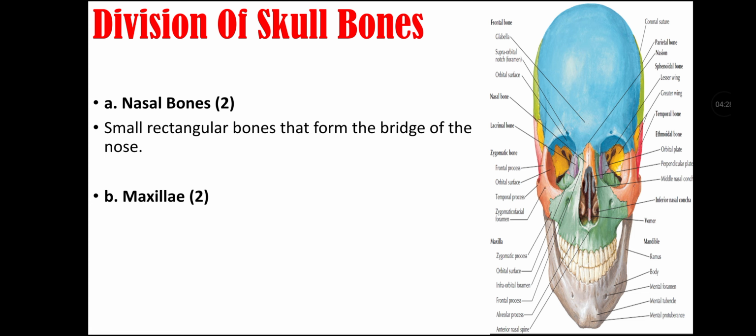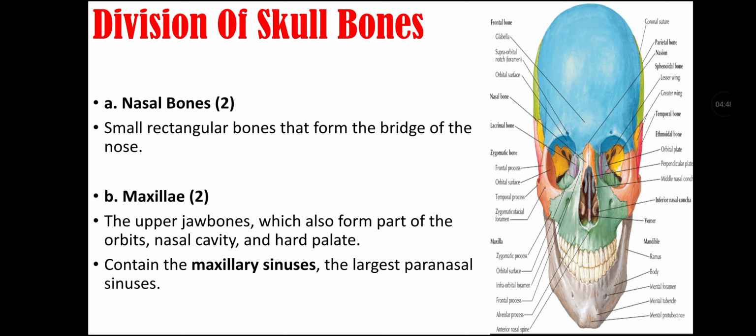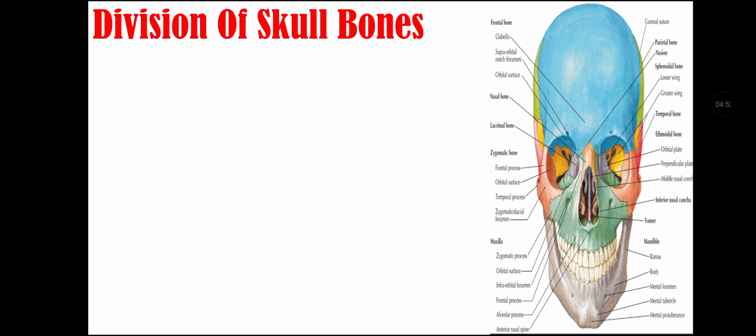The second bone is the maxilla, as you can see in the diagram, the green color bone that is housing the upper teeth is the maxilla. It is a paired bone, that means there are two maxillae in every skull, one on the right and one on the left. They are upper jaw bones which also form part of the orbits, nasal cavity and hard palate. They contain the maxillary sinuses that are the largest paranasal sinuses.